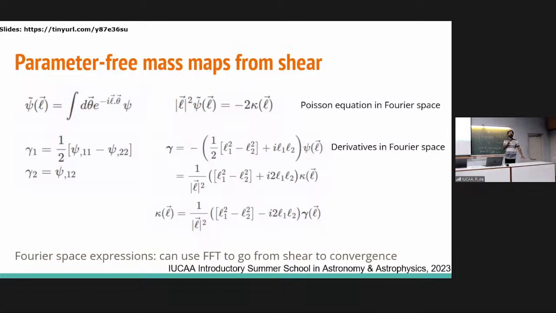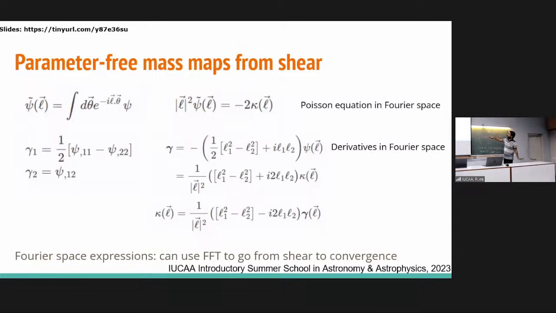Now the definitions of our shear, gamma 1 and gamma 2, they were defined like this. Again, taking these derivatives in Fourier space is easy. And so psi 1 1 will give you L1 square. Psi 2 2 will give you L2 square. So gamma 1 is half of L1 square minus L2 square. Okay, let me see. What did I do? Gamma 1. Oh, right, yes.